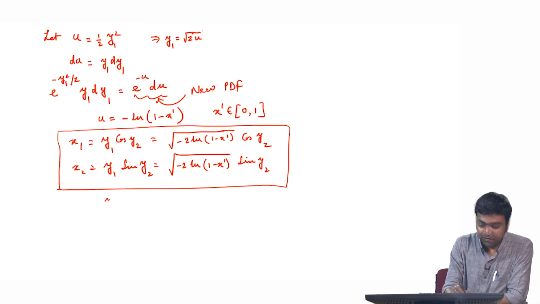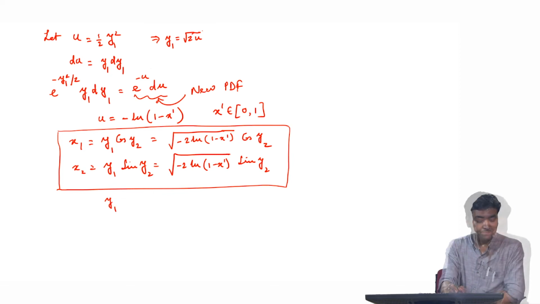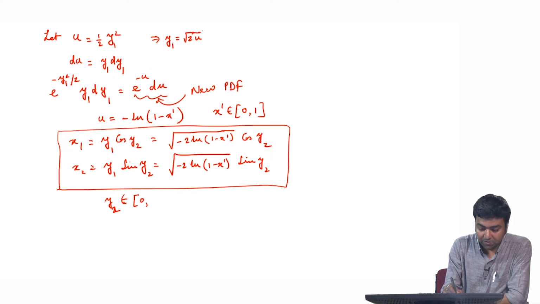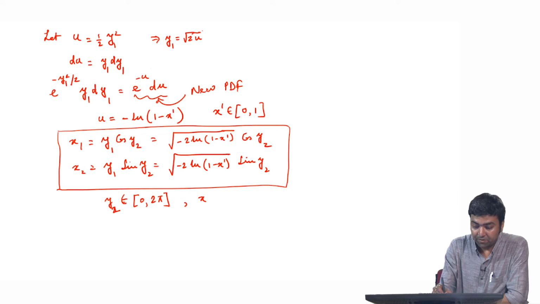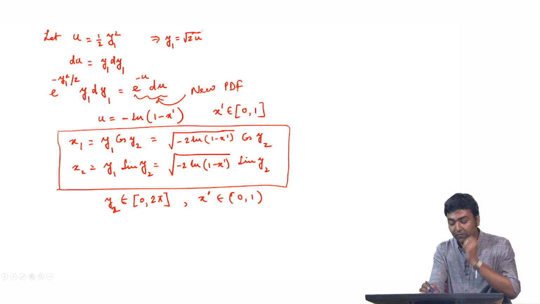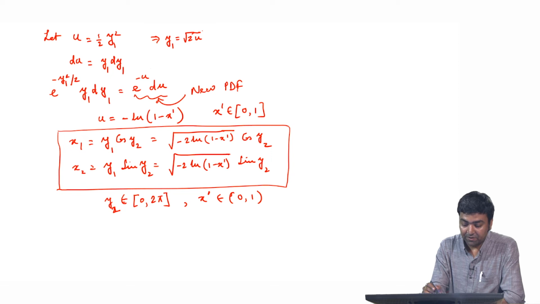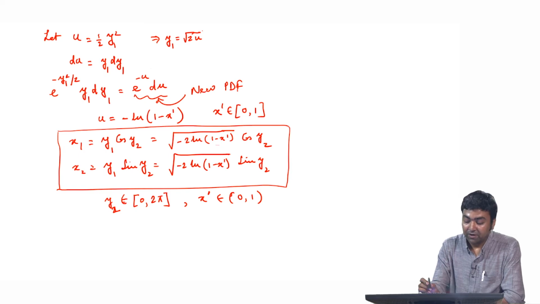And what are the limits on y2 and x prime? So, y2 belongs to 0 to 2 pi, and similarly x prime belongs to 0 to 1. Now if you look at one thing, if my x prime is 1, then this term becomes log 0, and log 0 is undefined. So, that is why I have an open bracket here. So, x prime will be actually greater than 0 and less than 1.